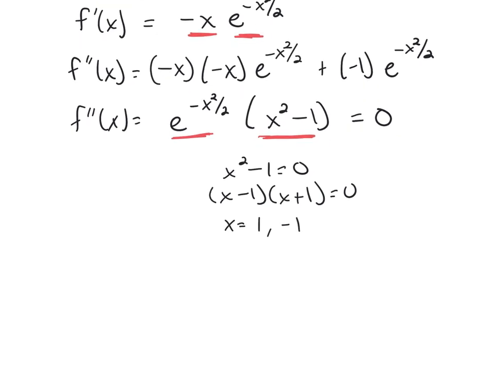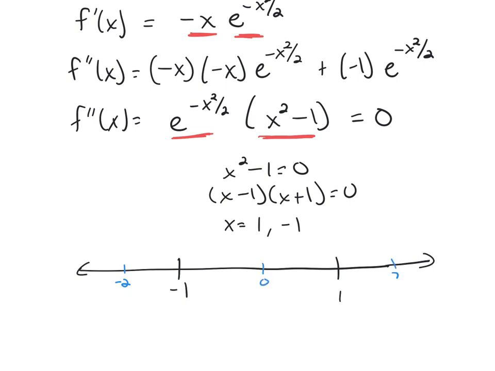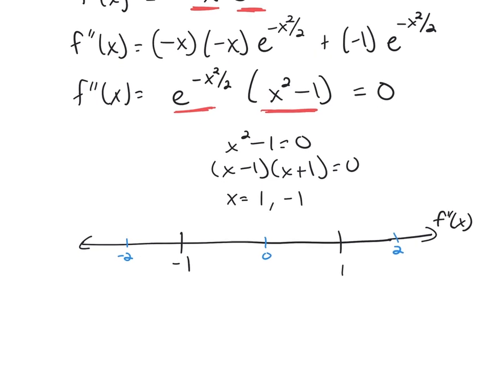So I'm going to make a sign chart here as well. Draw my number line, and I'm going to mark it with those numbers, negative 1 and 1. And I'm going to pick test points: negative 2, a number between negative 1 and 1, 0, and a number bigger than 1, 2. But now you need to plug them into the second derivative and determine the sign.